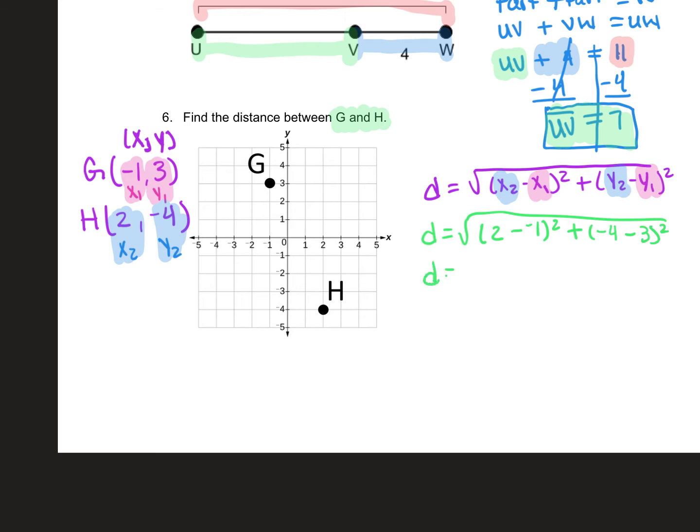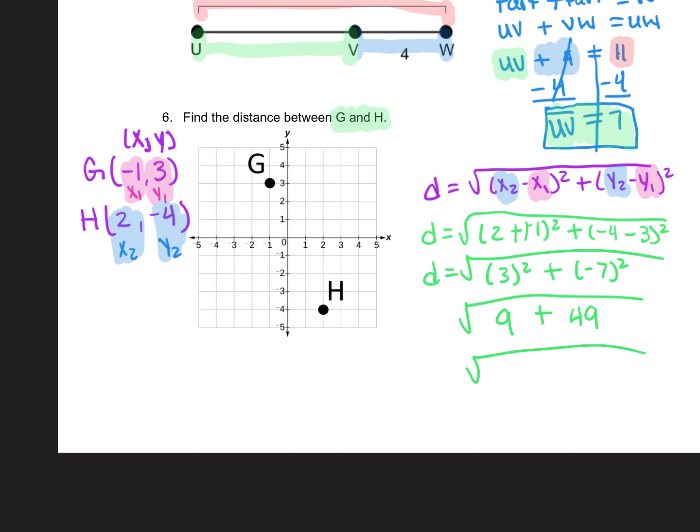And so what I have to remember, y'all, is that when I have minus and negative, I'm really adding. So 2 plus 1 is going to be 3 squared, plus -4 minus 3 is going to be a -7 squared. And then we keep working it down. And so we are left with 3 squared, which is 9, plus 7 squared, or -7 squared, which is going to be a 49. Then we get down one more step. We are looking at doing 49 plus 9, which is going to be 58.